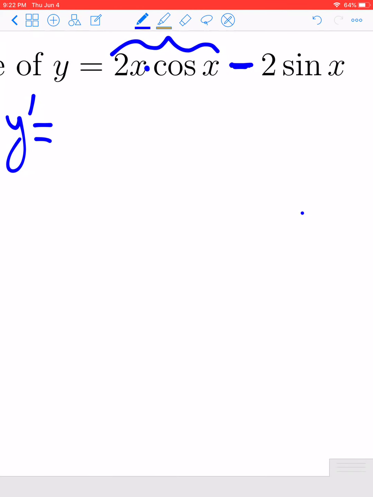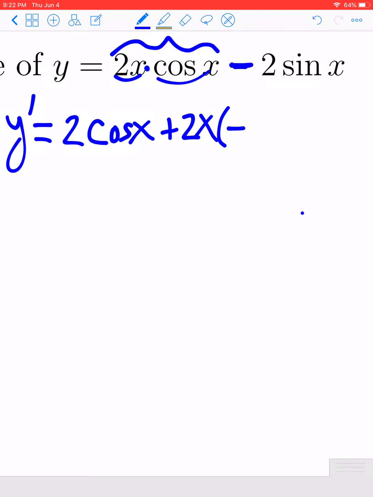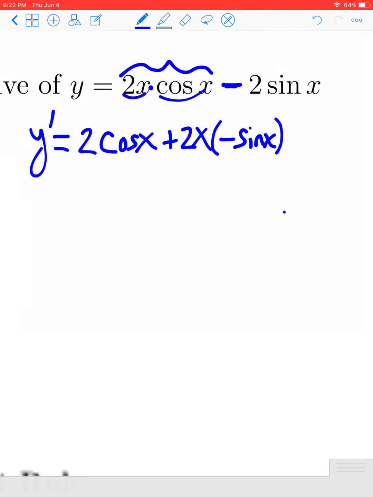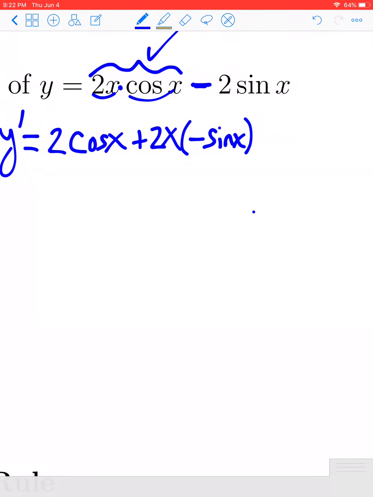The derivative of the first part, so the derivative of 2x, is going to be 2. Leave the cosine of x alone. Plus, now leave the 2x alone. The derivative of cosine of x is negative sine x. So that gives us the derivative of the first term using the product rule.